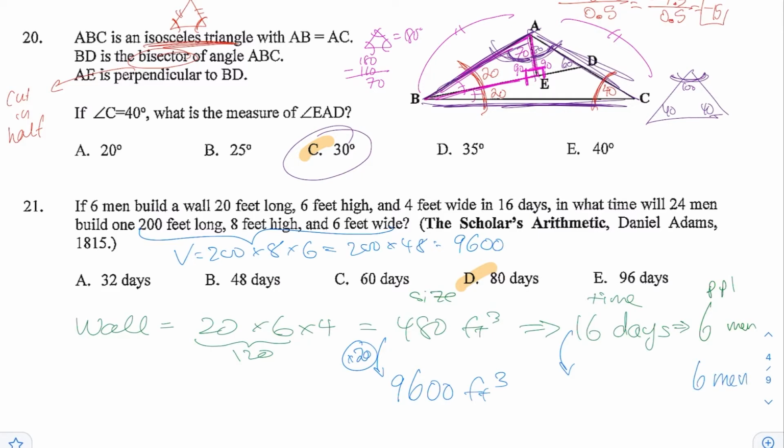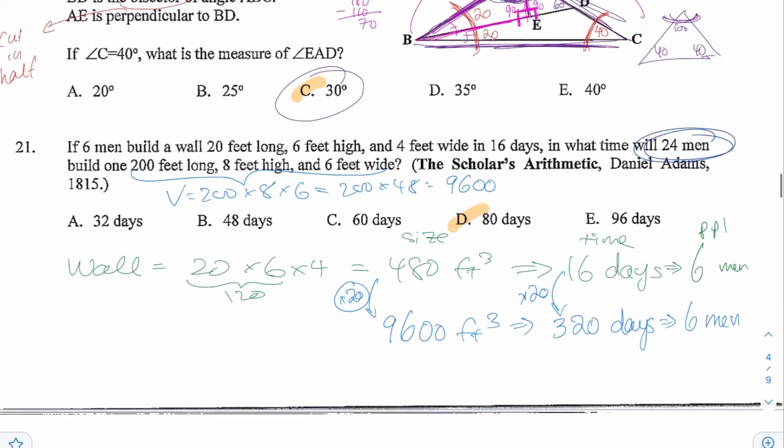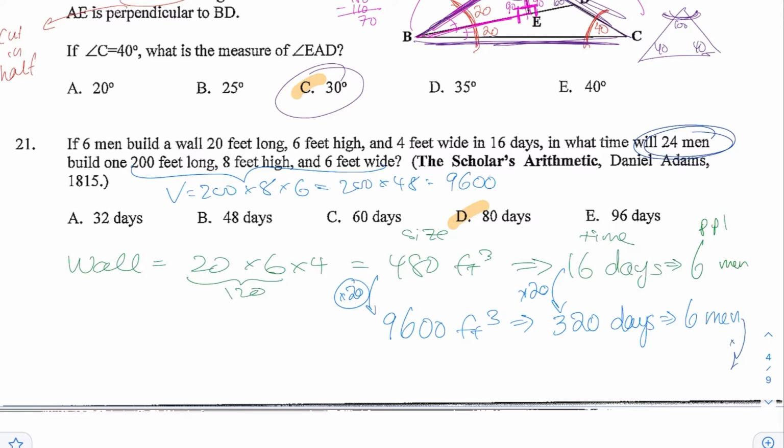So you can only change 2 variables at a time. Size and time are directly proportional, because the bigger the wall, the more time it'll take. So I also have to multiply by 20 here. That'll be 320 days for 6 men. Now you have more than 6 men because you have 24 men. This time, the more people you have, if you multiply by 4, it'll actually take less time because time and people are inversely proportional. So the more people you have working on the same project, it'll take you less time.